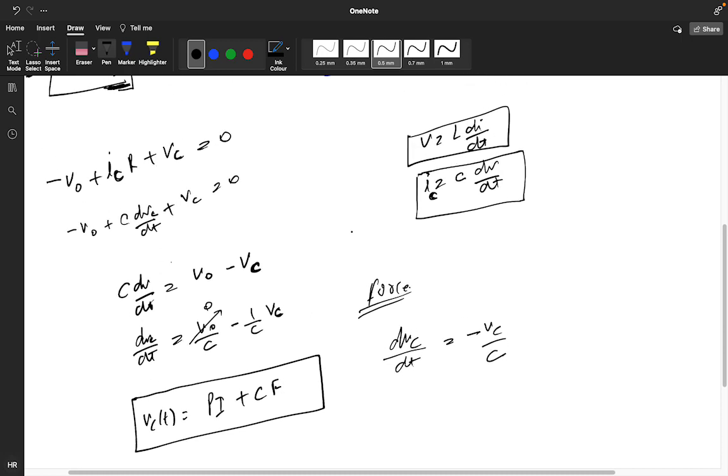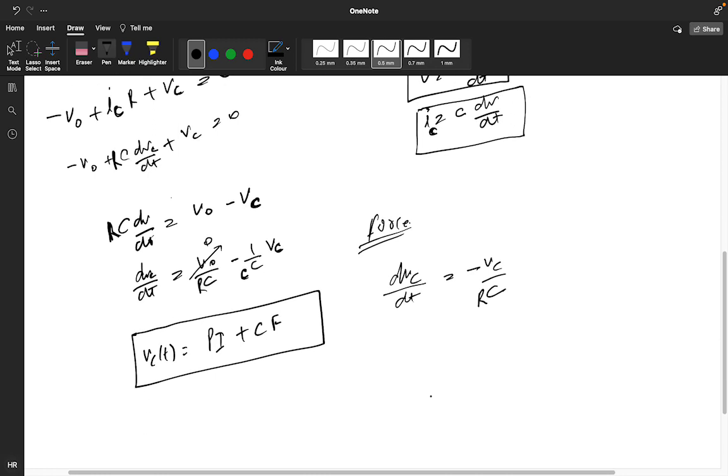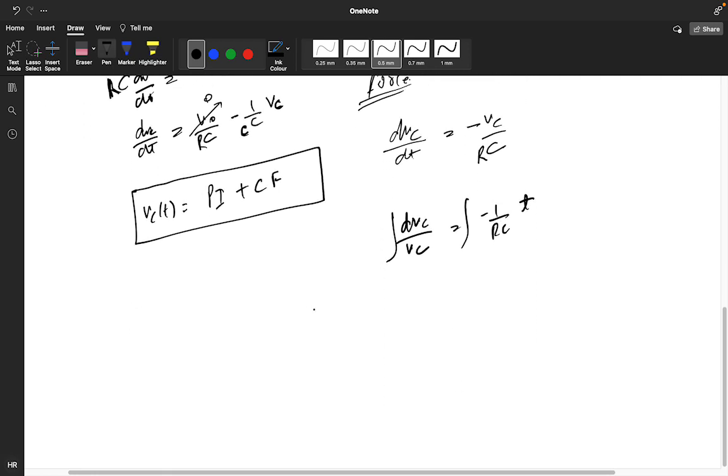Oh, I missed one point here. R is there also. R, I had missed it. So RC will come. Okay, RC. So if I want to solve this particular term, my VC will come down: dVC by VC equals minus 1 by RC into dt. Integrate both sides. If you integrate both sides, what will you get?